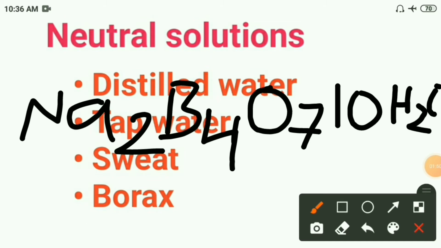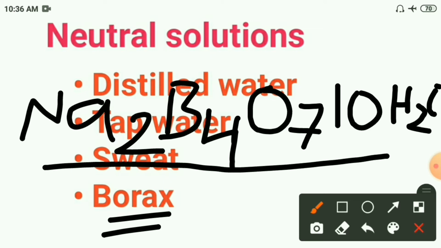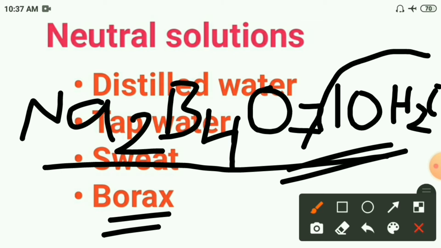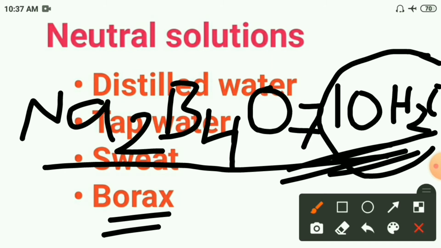The chemical formula for borax is Na2B4O7.10H2O. In examinations, questions ask like this: what is the chemical formula of borax? Then you choose the option Na2B4O7.10H2O. And in some exams, the question is: how many water molecules are there in borax? There are 10 water molecules in borax.